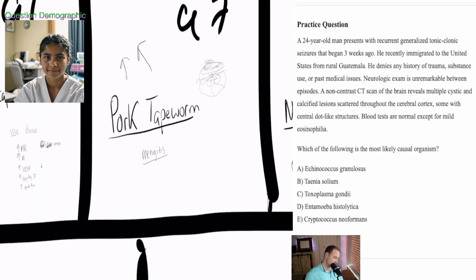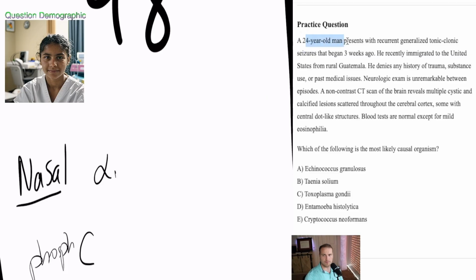You have to know that this is a previously healthy child. All right. Or a previously healthy 24-year-old man. Started 3 weeks ago.